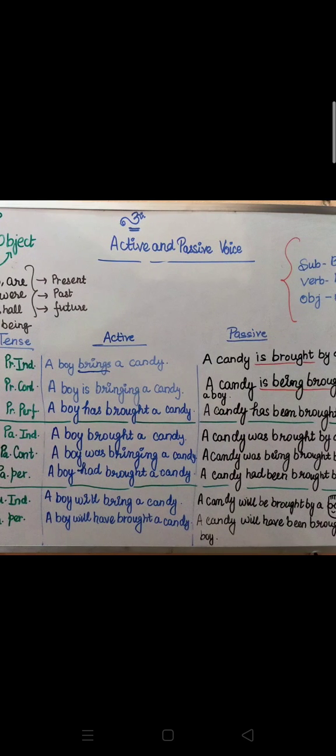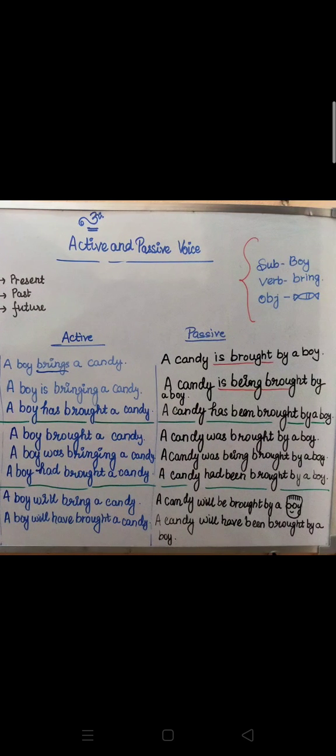Now, the last one, that is future perfect. A boy will have brought a candy. Now the changes. A candy will have been. Because it is perfect, the same way we used in present perfect and the past perfect, the same we are going to apply in future perfect also. A candy will have been brought by a boy.